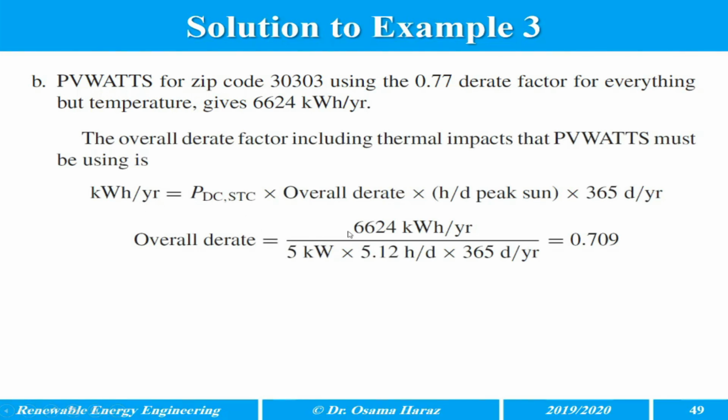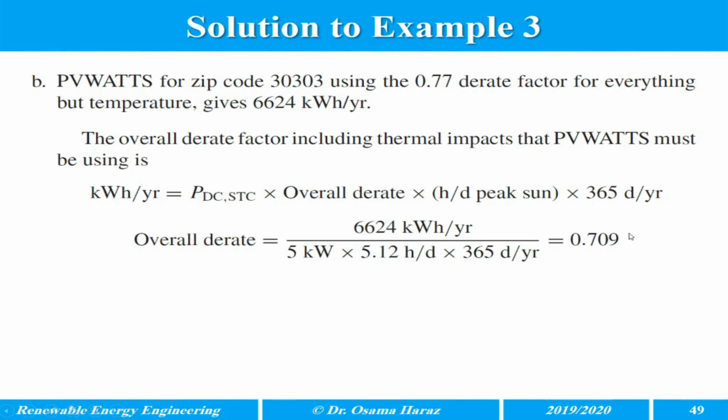Okay, without temperature. So how to calculate the overall D-rate factor with temperature? What you are going to do is to divide this annual D-rate energy production by the calculated value from the peak hour approach, PDSTC, multiplied by the number of days per year, so you end up with 0.709. So what is this number?